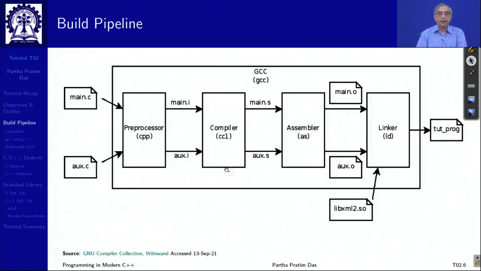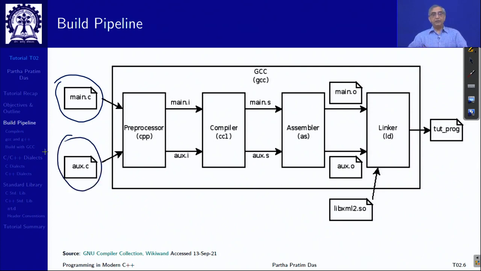So, let us start with the build pipeline. Let us take a look. This is where I have my source files, the translation units we have talked about. In tutorial 1, we discussed how CPP changes that file, replaces the include, the hash define, does conditional compilation and so on and so forth.